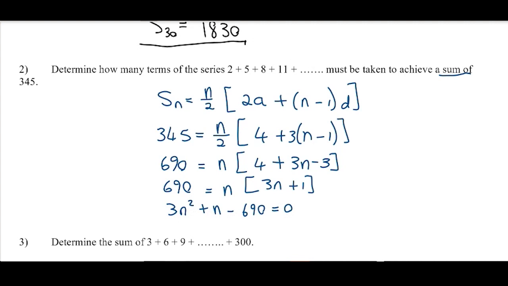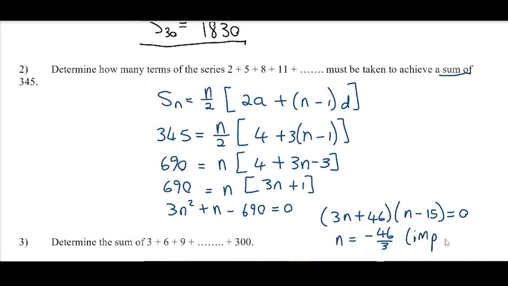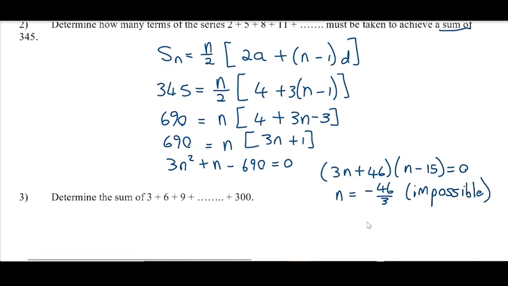Now I could either use my quadratic formula, or I could try and factorize it. This one actually does factorize to (3n plus 46)(n minus 15) equals 0. Here I'm going to get n equals negative 46 over 3. That's not possible. N has to be a natural number, whole numbers from 1 upwards, so that's clearly not the answer. Or n equals 15. And so the final answer is that 15 terms will give me the sum of 345.